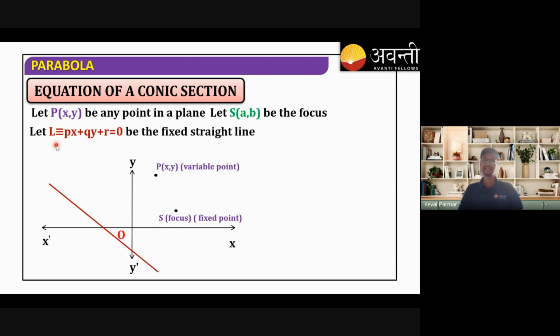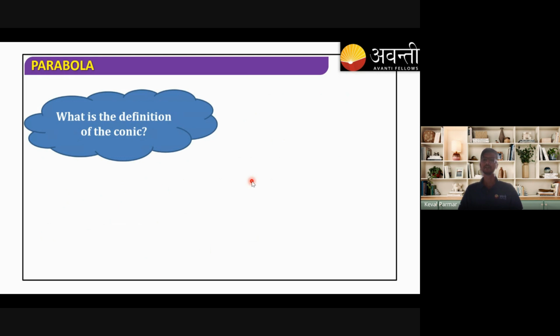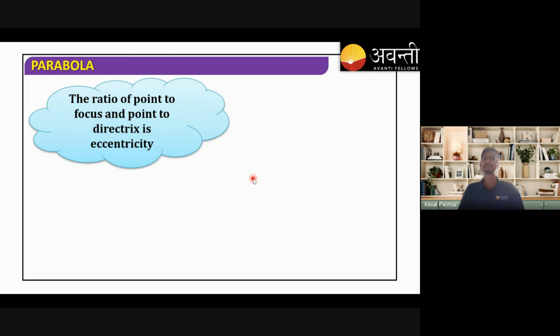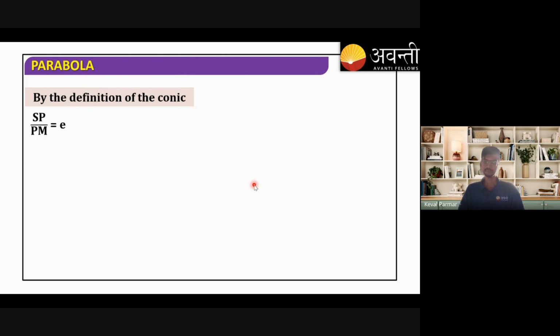So let the line be px plus qy plus r equals 0, right? And S a fixed point. Okay. So SP upon the distance from this line, PM, will give us the equation of the conic. Chalo. What is the definition of a conic? That's what I was telling you guys. Chalo. The ratio of the distance of a point to the focus and the directrix is the eccentricity. So by definition of a conic, SP upon PM is equal to e.